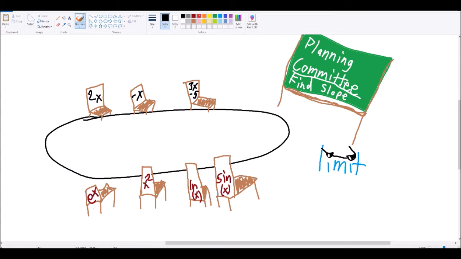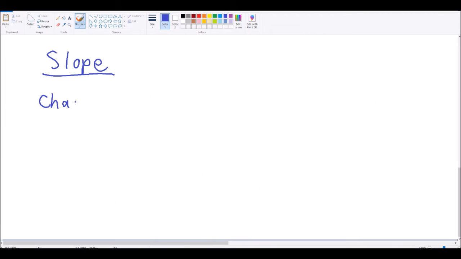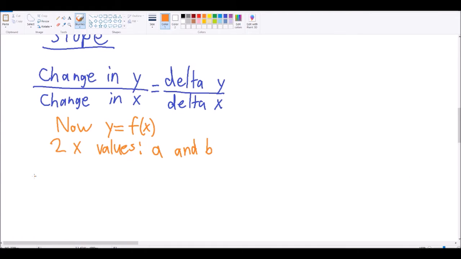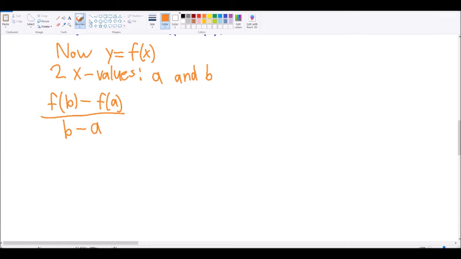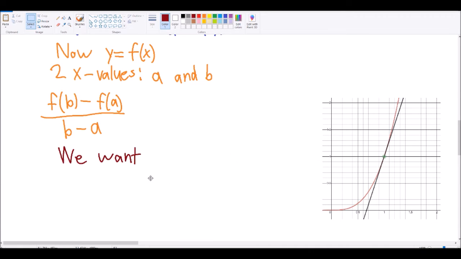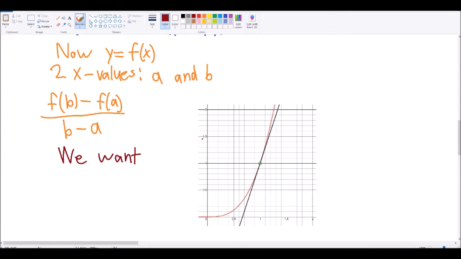Introducing the limit! How do we find slope? It's calculated with this formula. Now suppose that y is a function of x, and we had two x values that we wanted to work with to find the slope, a and b. We now have this formula. Now what we really want is a slope along one point, which would give us a quote-unquote tangent line.